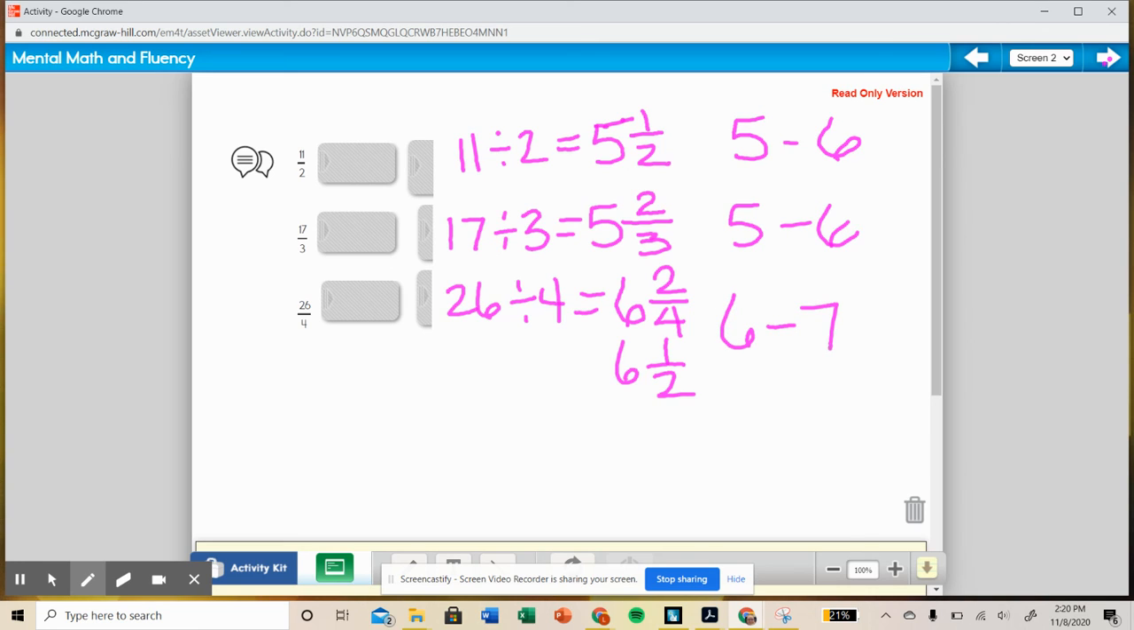So there you have it. Looking at fractions and determining what two whole numbers that fraction would be between if we placed them on a number line. See you next time.